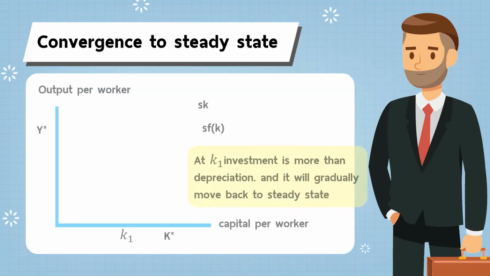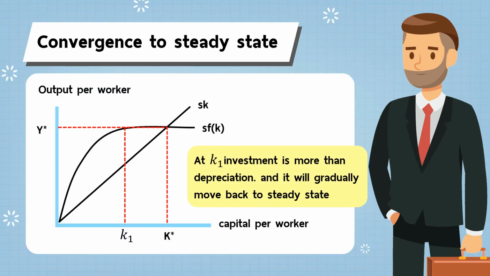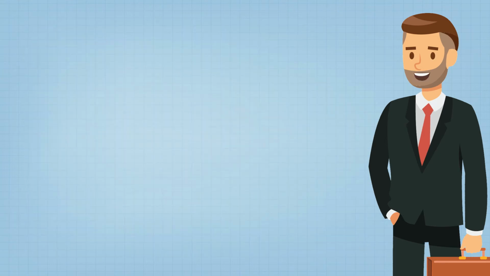Now let's see how to converge to steady state. According to the graph, if we assume that we are in K1, it means that investment is more than the depreciation. When time passes, it will gradually move back to steady state, which means that investment is equal to depreciation, or at K star and Y star.